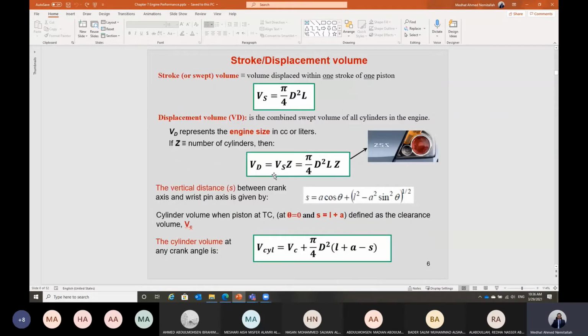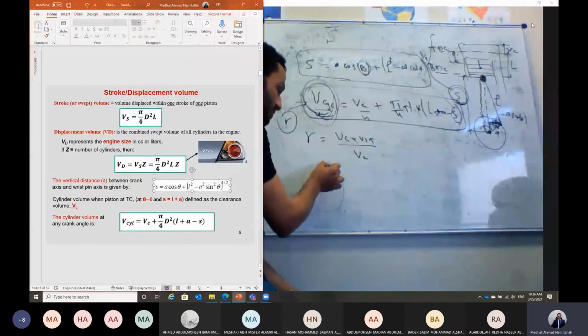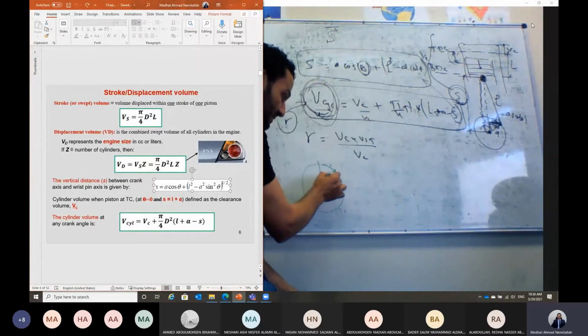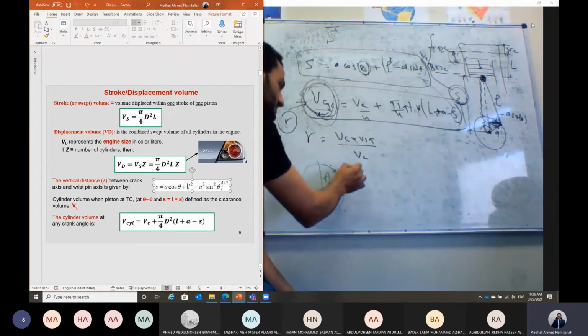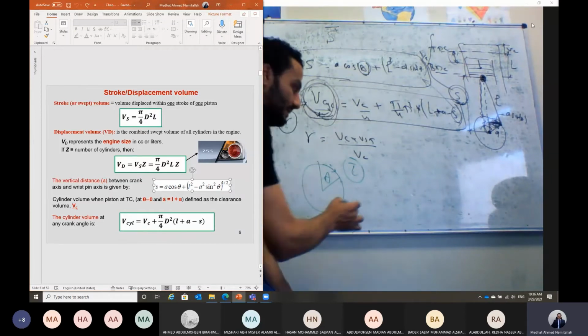But we have the definition of S as a function of theta. What is the relation between theta, the crank angle, and the time t? The crank angle theta: how can we relate it when the crankshaft is rotating with a given angle theta? How can we relate this theta to the time t?